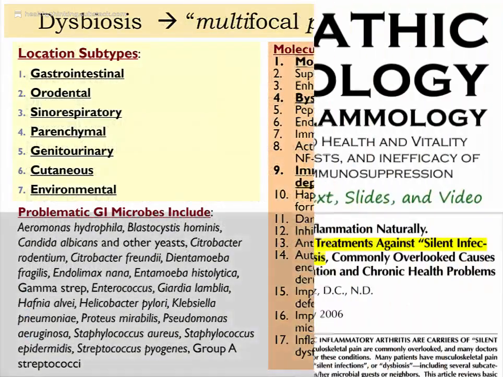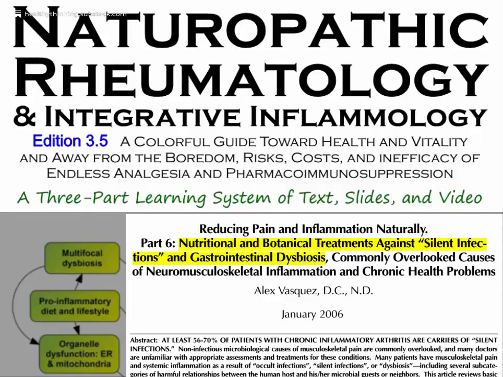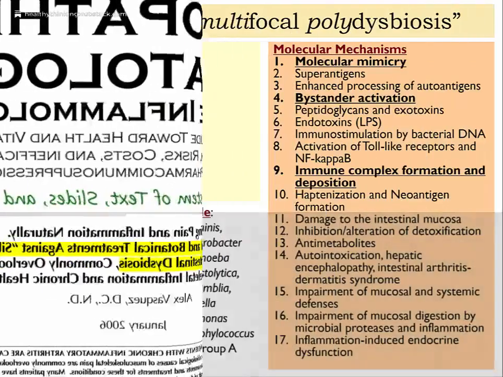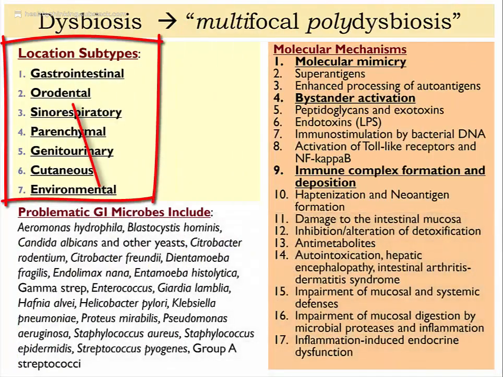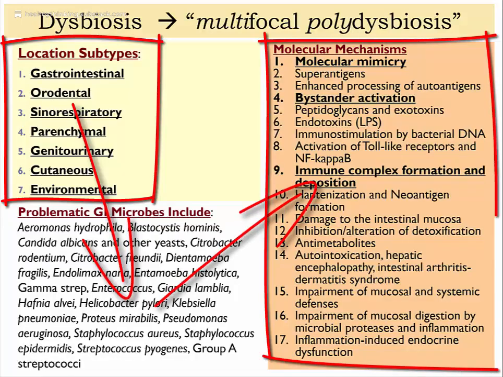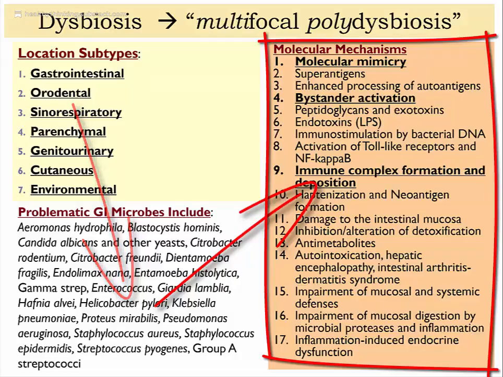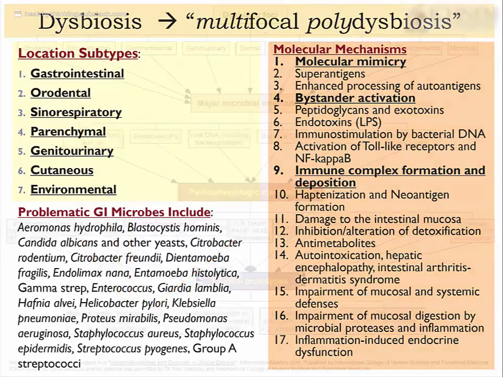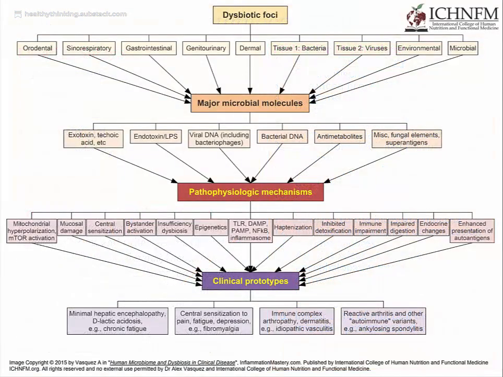In 2006, I published a book and an article discussing what I call multifocal polydysbiosis, and that's because we now realize that dysbiosis can occur in numerous locations via numerous different microbes and can also occur via different molecular mechanisms, and I'll discuss some of the most important of those in this presentation. The total microbial load from all of these different locations gets absorbed by the body and has to be dealt with by the immune system.